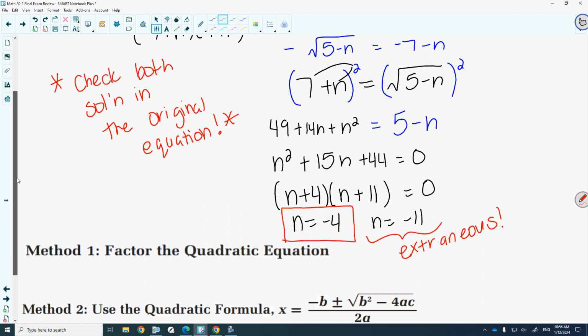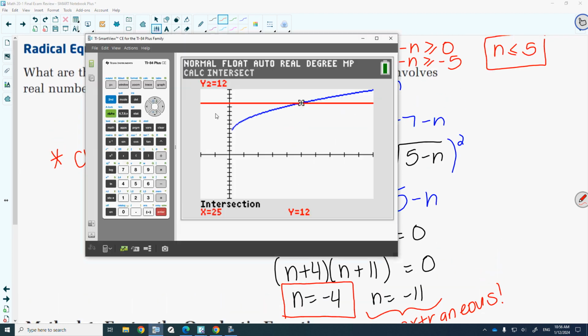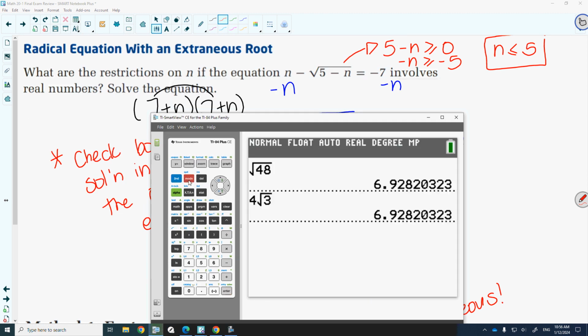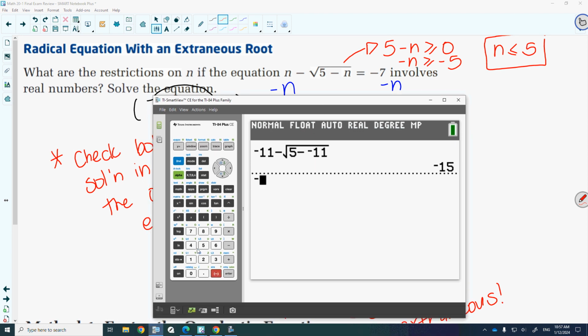Just to quickly show you why it wouldn't verify, I'm going to plug in, let's just do negative 11 on the left-hand side on our calculators. So n is negative 11. Negative 11 minus the square root of 5 minus negative 11, and I would get negative 15. I'll quickly show you on the calculator how negative 4 would verify. Negative 4 minus square root of 5 minus negative 4. Negative 7 would equal negative 7. Everybody's good?